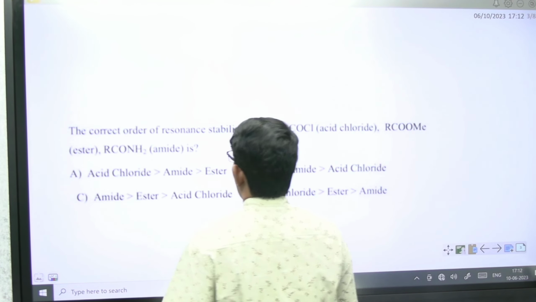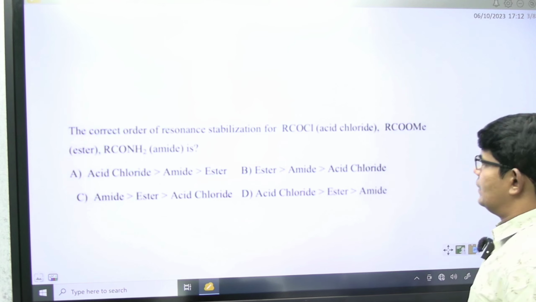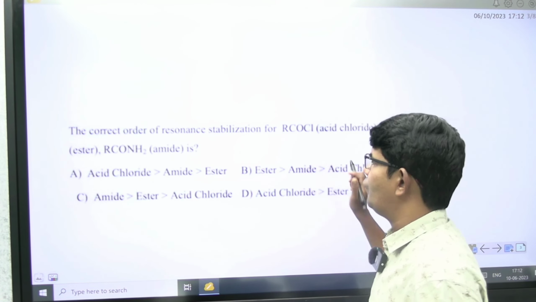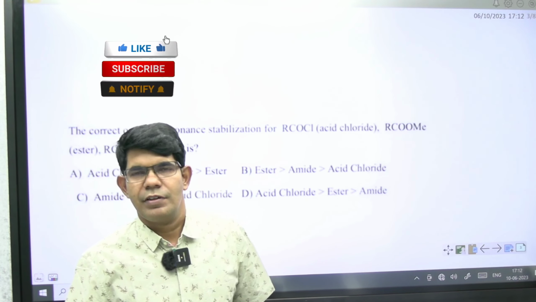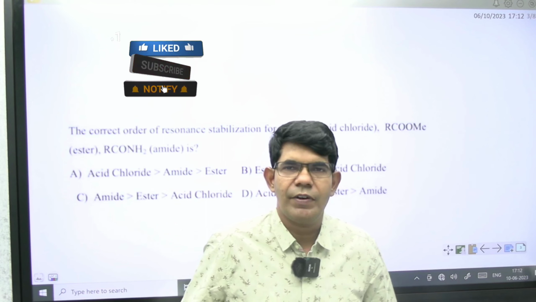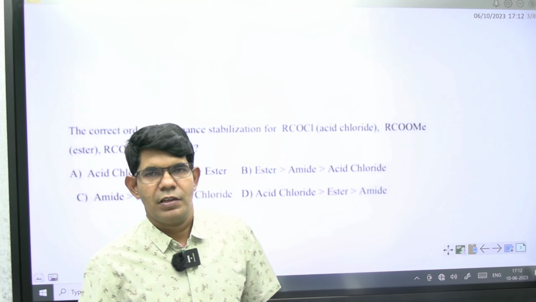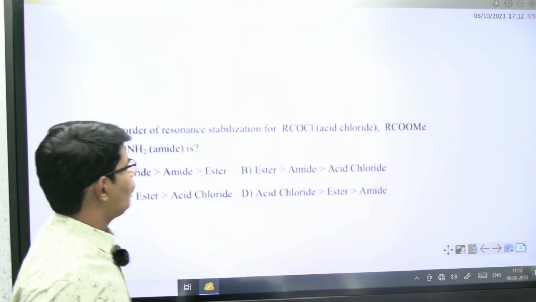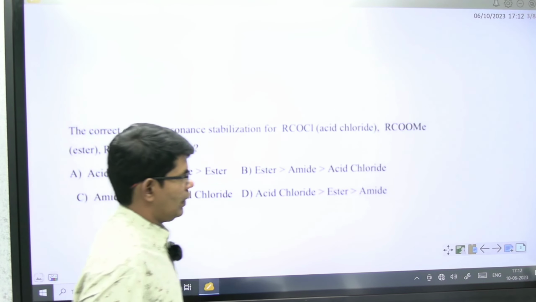The correct order of resonance stabilization for acid chloride, ester and acid amide. These are the collective functional groups which are called acid derivatives. Why are these called acid derivatives? Because they have been derived from the carboxylic acids. Now, we have to compare the order of resonance stabilization for each of the compounds. Let us see, students.